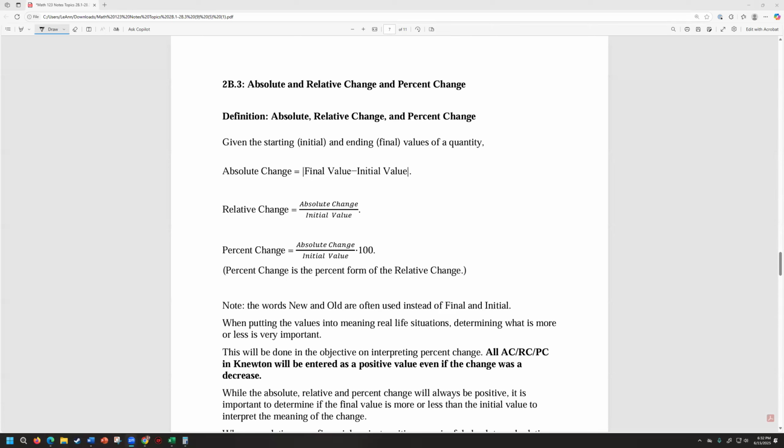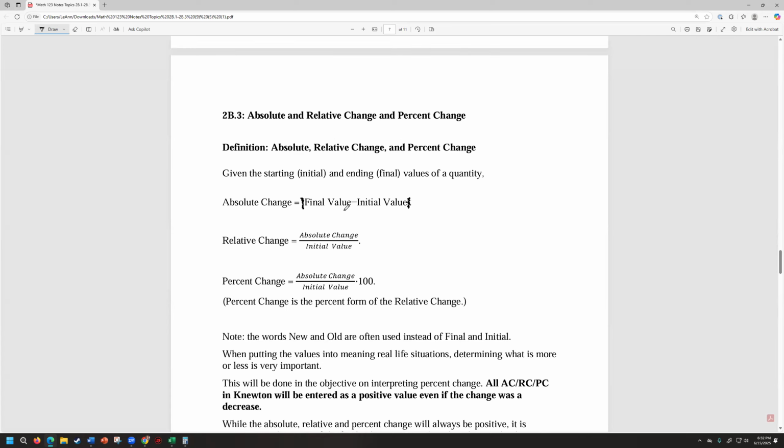Let me make sure I have this up. There we go. They no longer require, because they used to force you to make your absolute change always positive. They no longer require that, so you don't need to worry about these little absolute value symbols. And I will mark out the little piece down here that talks about that. So just in your notes, you don't need those little absolute value symbols.